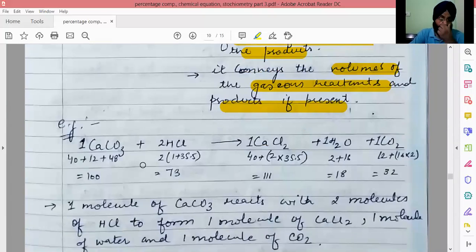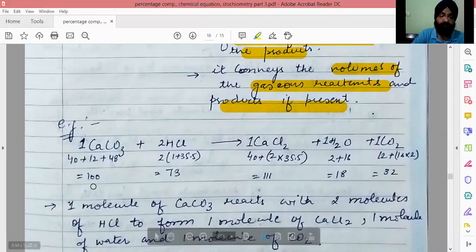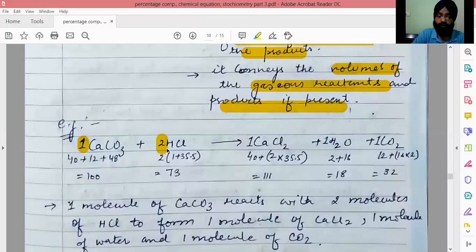So for example, calcium carbonate and hydrogen chloride give calcium chloride, water, and carbon dioxide. From this equation, what we get is that one molecule of calcium carbonate reacts with two molecules of hydrogen chloride, giving one molecule of calcium chloride, one molecule of water, and one molecule of carbon dioxide.